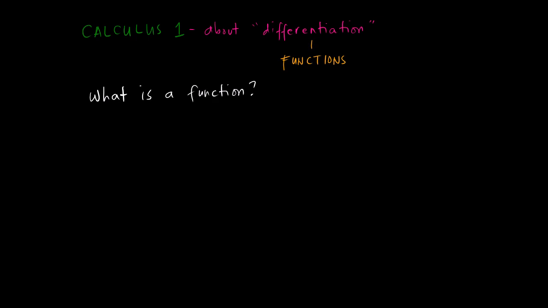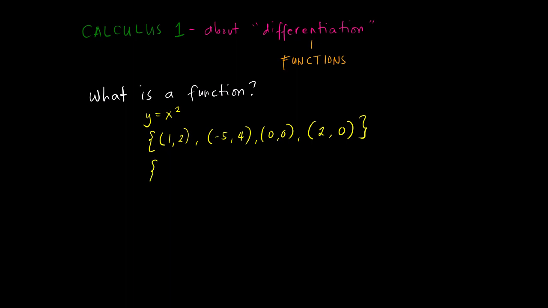A function can be represented in different ways. It can be written as an equation, such as y equals x squared, or as a set of ordered pairs. And since it can be written as a set of ordered pairs, we may also use the set builder notation, such as y equals x plus 1, such that x is greater than 0. A function may also be represented using a graph.